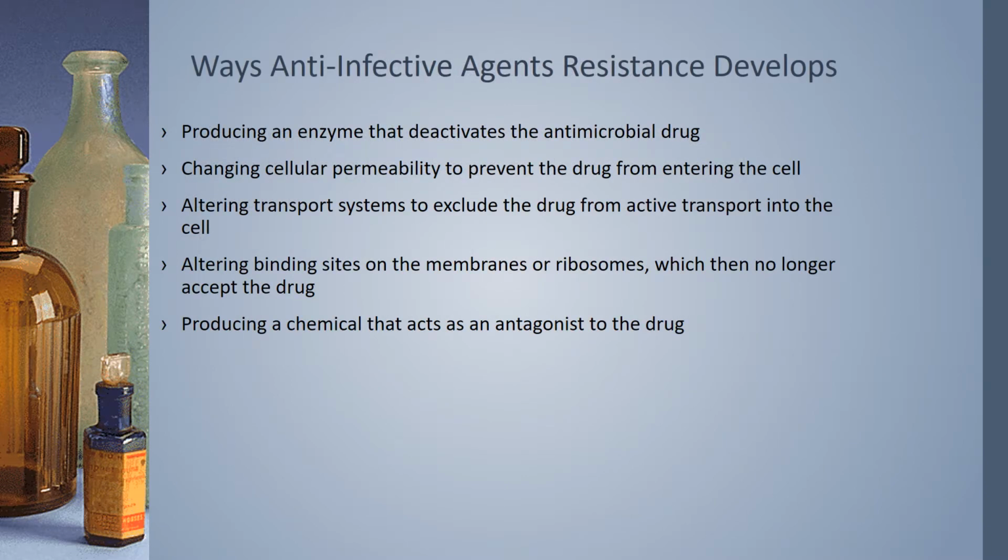Ways that anti-infective agent resistance develops: they produce an enzyme that deactivates the antimicrobial, or they change cell permeability that prevents the drug from being able to enter. They alter their transport systems to exclude the drug from being actively transported into the cell. They alter binding sites on the membranes or ribosomes, which then no longer will accept the drugs, or they produce a chemical that acts as an antagonist to the drugs.